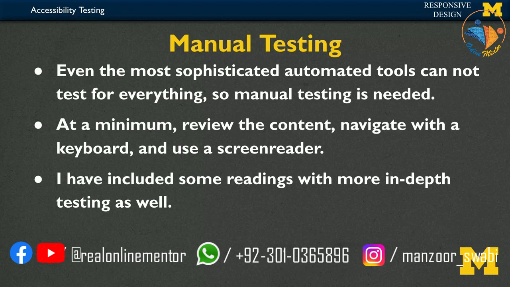Even the best automated checkers can miss something, so manual testing is always needed. At a bare minimum, you always want to review the content visually. Read it out loud. Do the words make sense? Did you use kind of a reading level that is accessible to your key target audience? Next, navigate through your page with a keyboard. That usually means going through and hitting tab, tab, tab, and the arrow keys to make sure that you can access all the content.